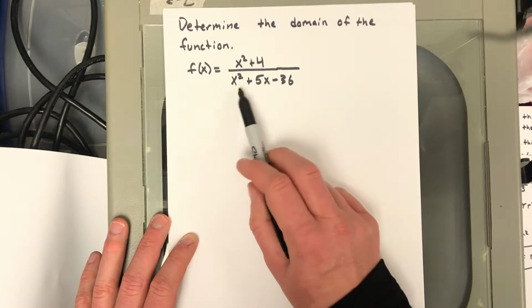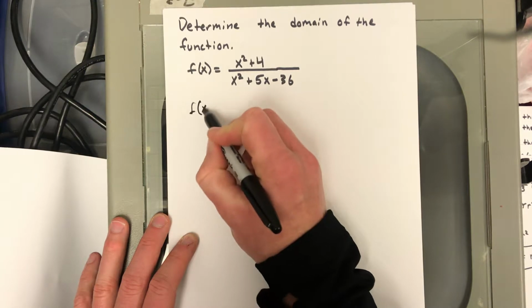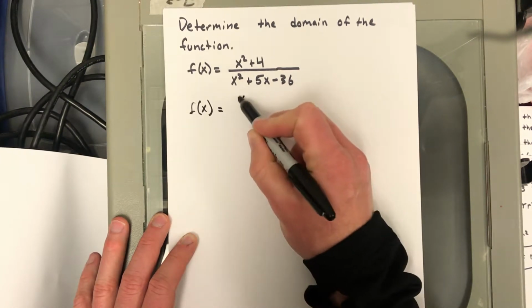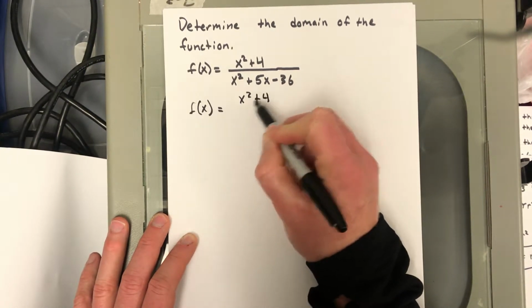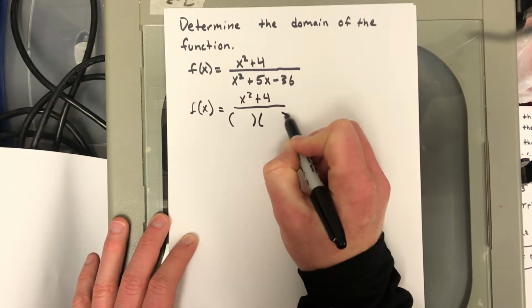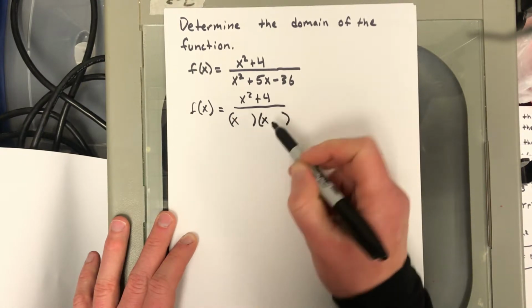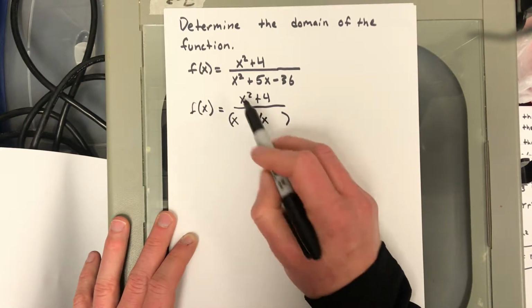Well, let's factor the denominator here. We're going to write this as f of x equals x squared plus 4 over, and then I'm going to factor this into two binomials. x, right? Because x squared, x times x is x squared.